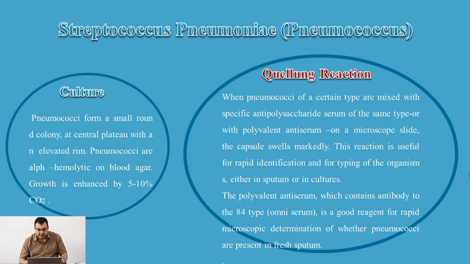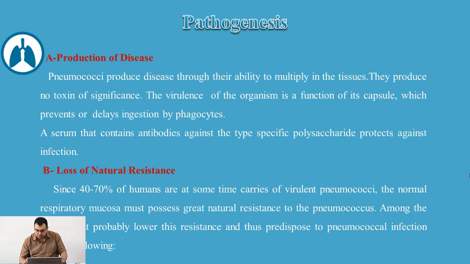Streptococcus pneumoniae culture. Pneumococci form a small round colony with a central plateau and an elevated rim. Pneumococci are alpha hemolytic on blood agar, with growth enhanced by 5 to 10% CO2. The quellung reaction is used to identify Streptococcus pneumoniae.